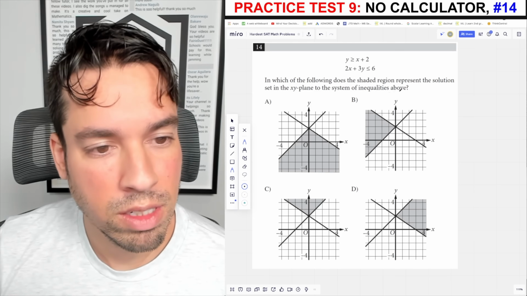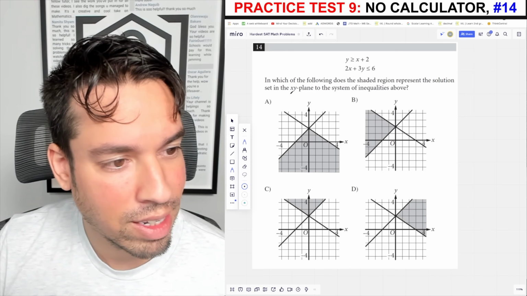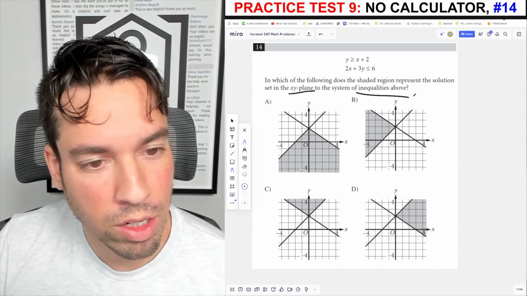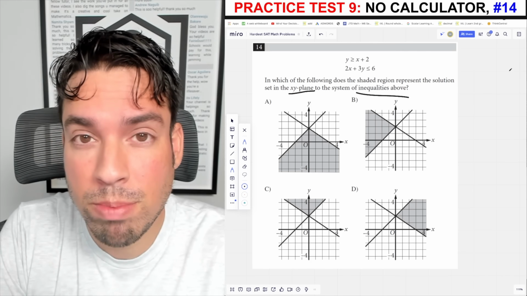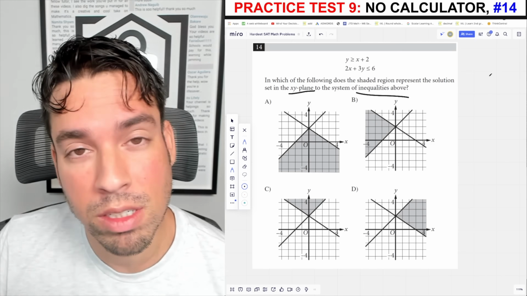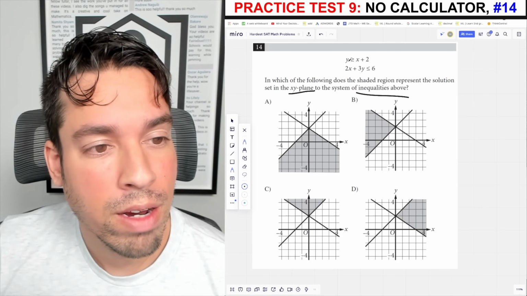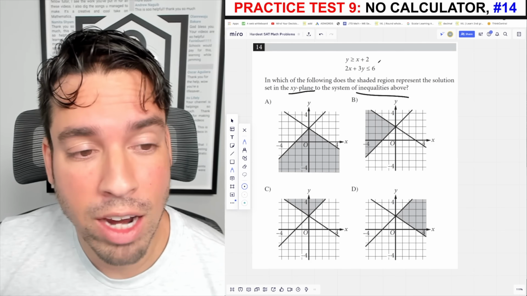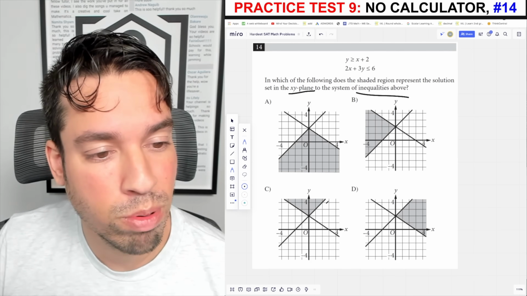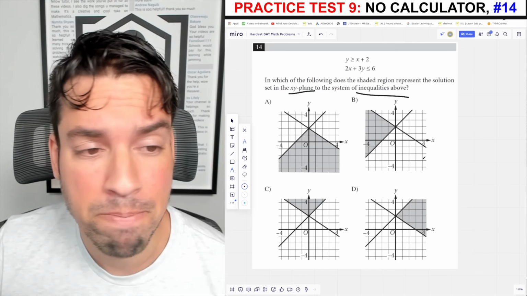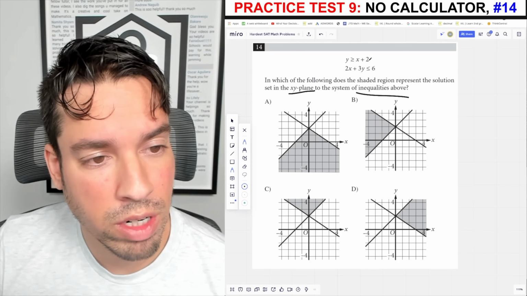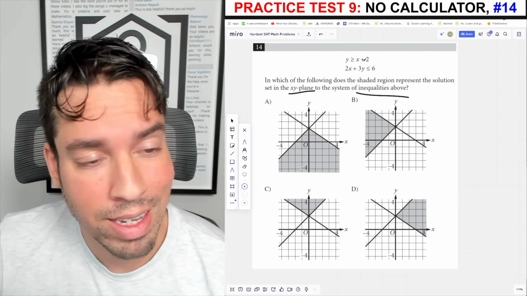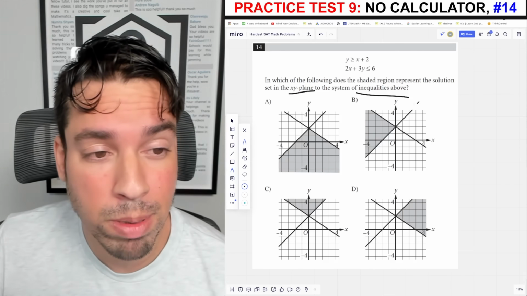In which of the following does the shaded region represent the solution set in the xy plane to the system of inequalities above? Now, I think systems of inequalities are quite difficult because I know that it can be confusing as to where to shade, but this is the general protocol. So when I first look at this, I want to graph the actual line. Now, the good thing about this problem is all the lines are the same. Okay, but we're going to want to label appropriately. So y is greater than or equal to x plus 2 is the same as y equals x plus 2, but then shading above that solid line.